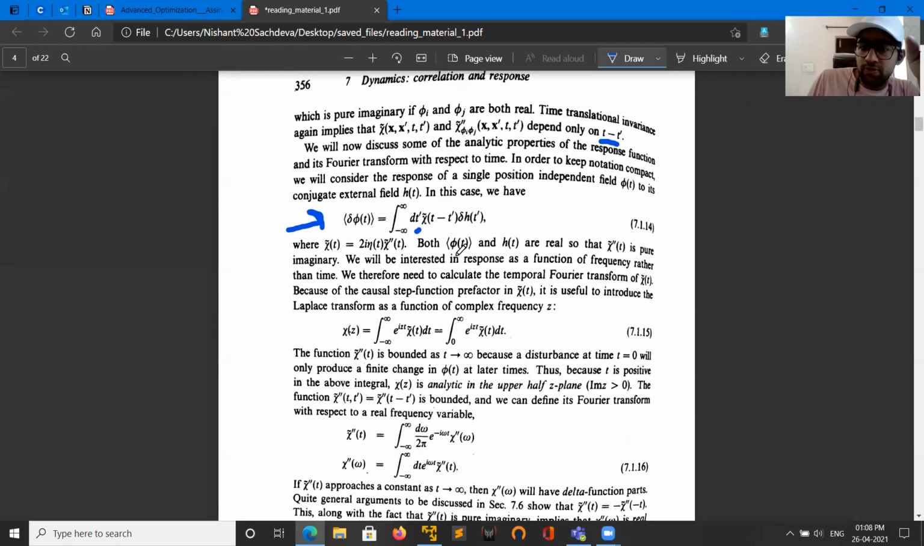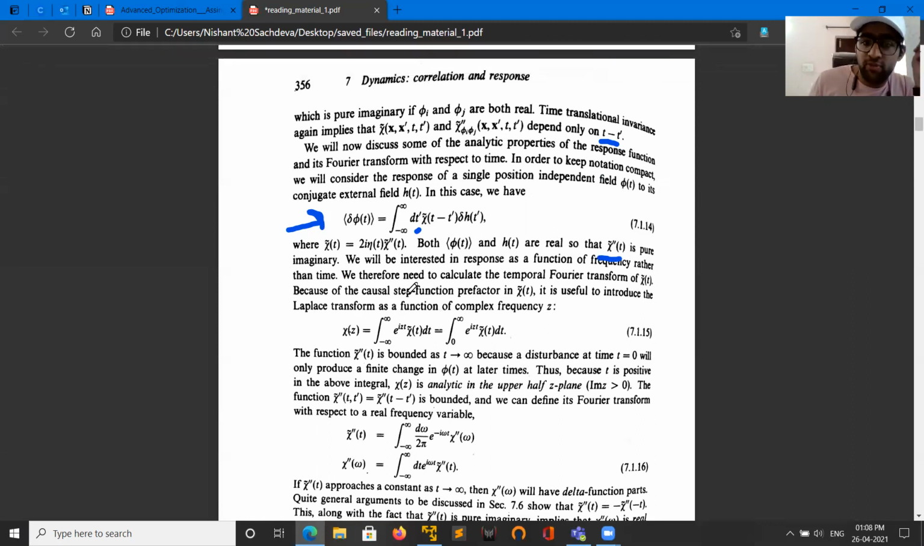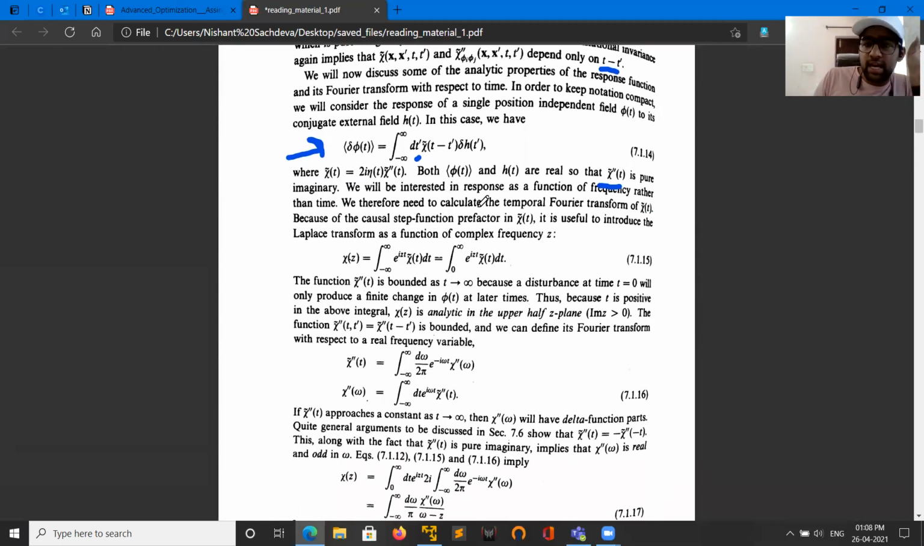Now both the average of phi of t and h of t are real, so that x double dash tilde is pure imaginary. We will be interested in the response as a function of frequency rather than time. Again, we said we want to remove the dependence on time, so that's what we're going for here. We therefore need to calculate the temporal Fourier transform of x tilde of t. Temporal, keep the word in mind.